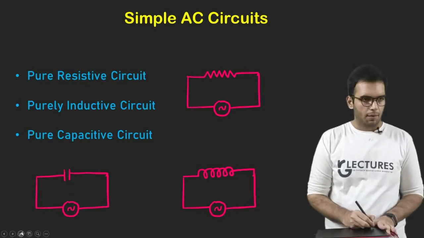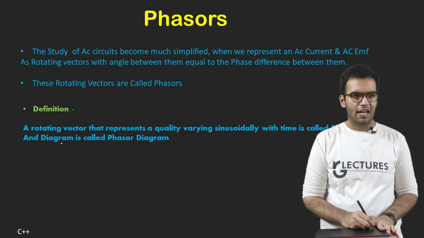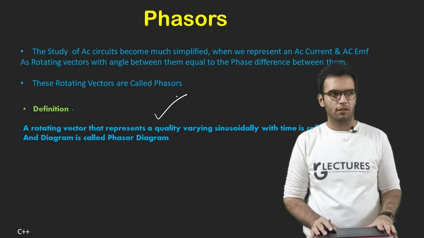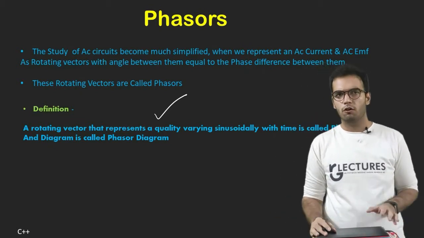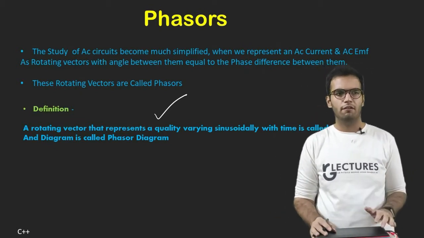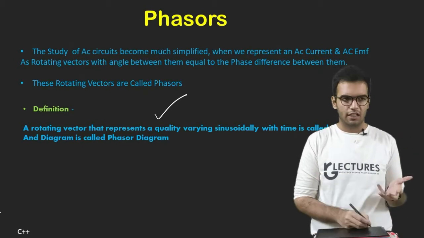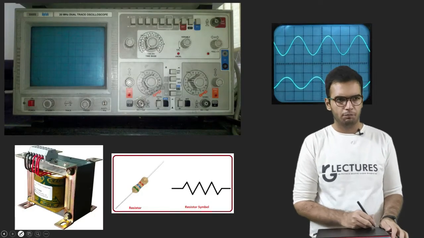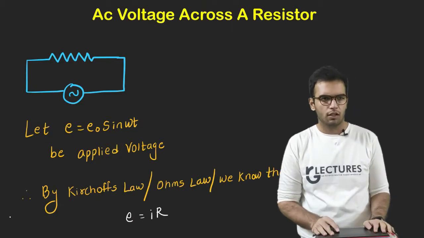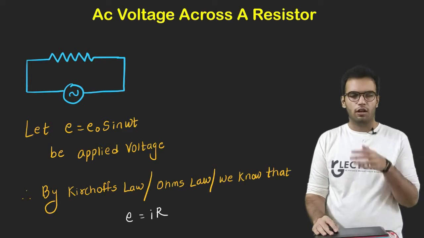Previously I have explained the concept of phasors, and in the overview video, or the basics video of AC circuits, I have explained the need, why we need the phasors, or what is the main content of this chapter. So I will directly start with the topics. Now, AC voltage across a resistor.